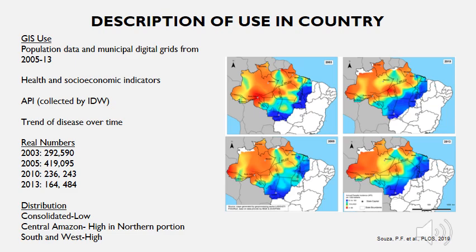The final section, the South and West Settlement Zone, has seen consistently high incidence of malaria despite having a lower population.